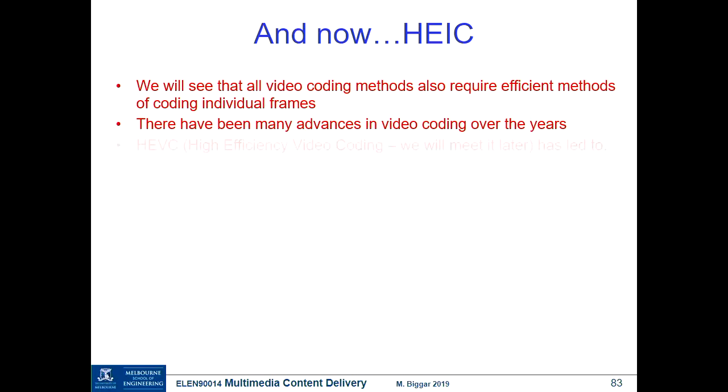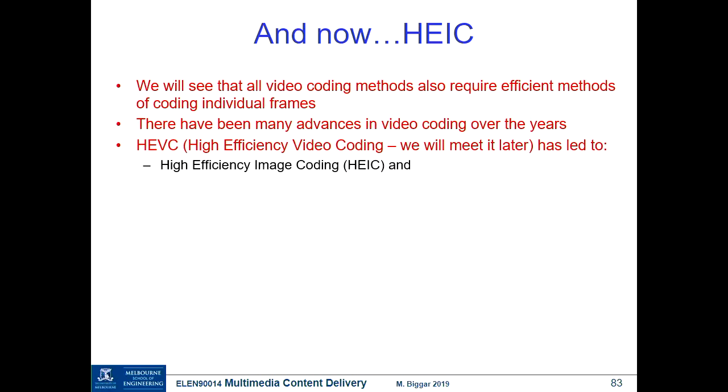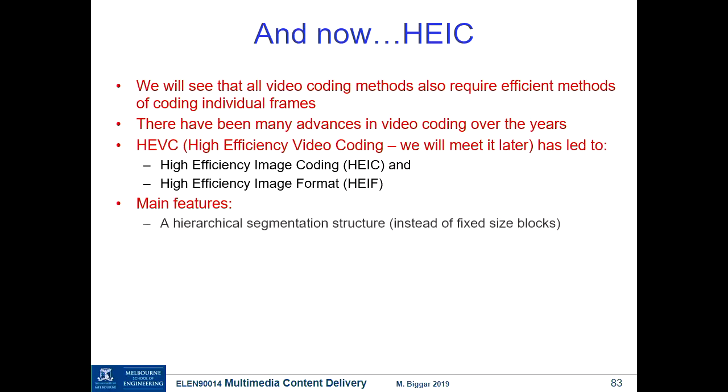So there have been many advances in video coding over the years, and one of the most efficient international standards is called HEVC, High Efficiency Video Coding. And it has led to a particular mechanism or method of encoding images called HEIC, High Efficiency Image Coding, in the High Efficiency Image format. We're not going to go into the details of it. We might have the chance to look at some of the approaches when we look at HEVC, but some of its features that influence the efficiency of its coding are listed here.